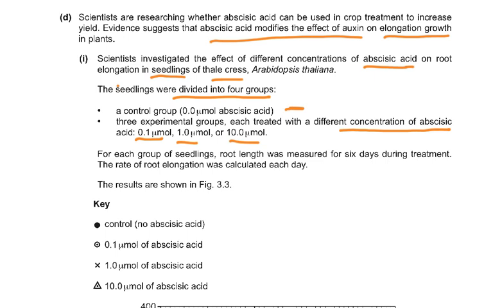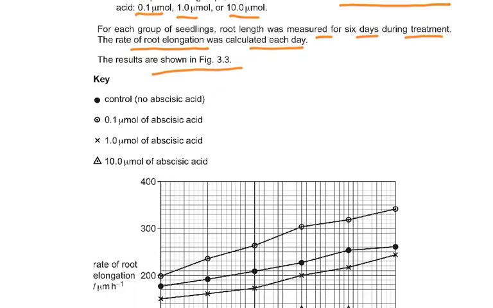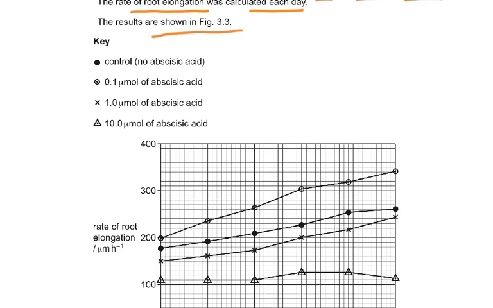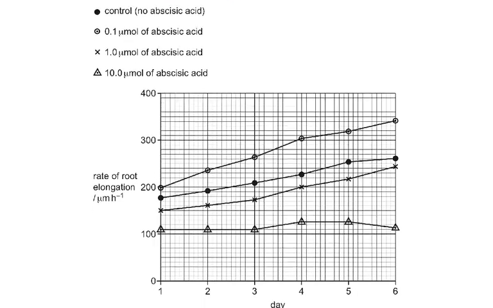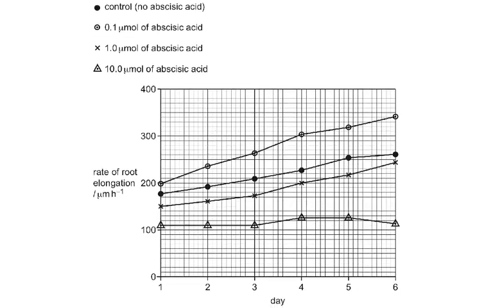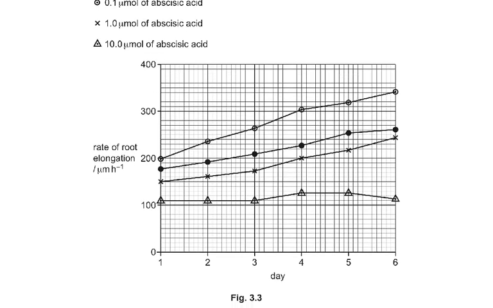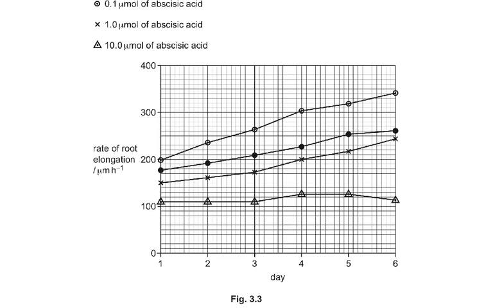For each group of seedlings, root length was measured for 6 days. During treatment, the rate of root elongation was calculated each day. The results are shown in figure 3.3. So we've got a whole thing here to look at: control, 0.1, 1.0, 10.0. Now you look at the graph and you think, oh my God, we didn't study this in class. But most of paper 4 is something which I never taught you.